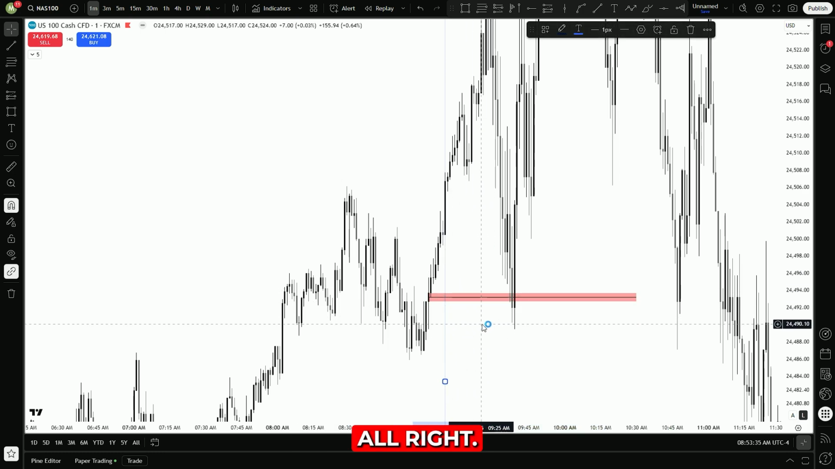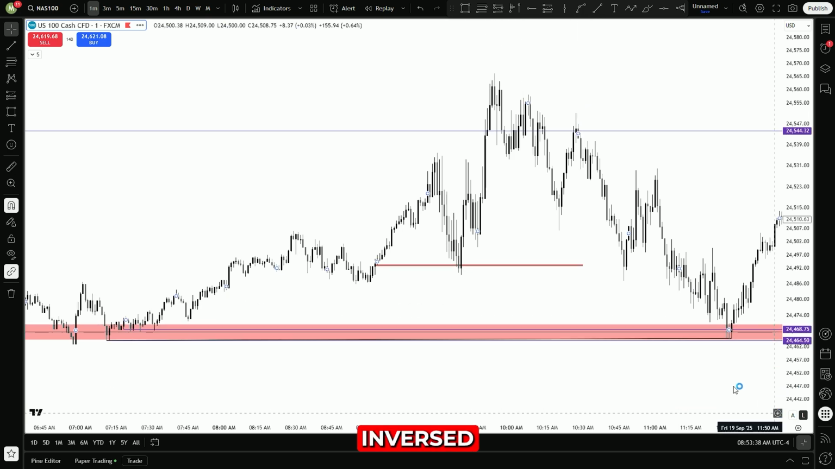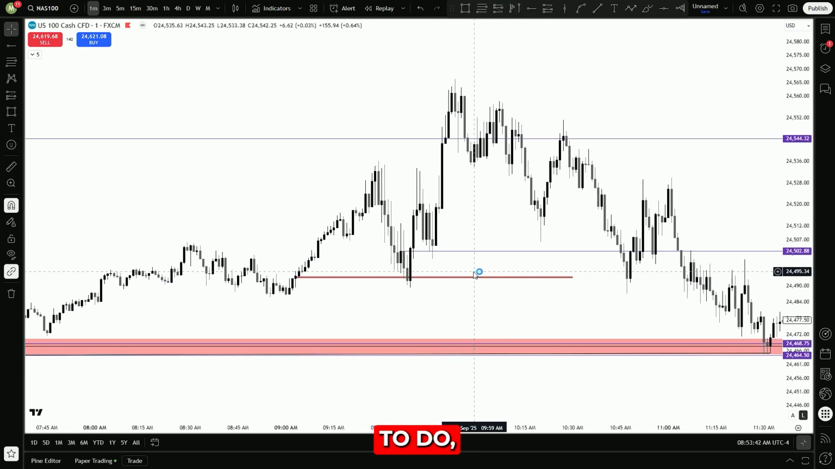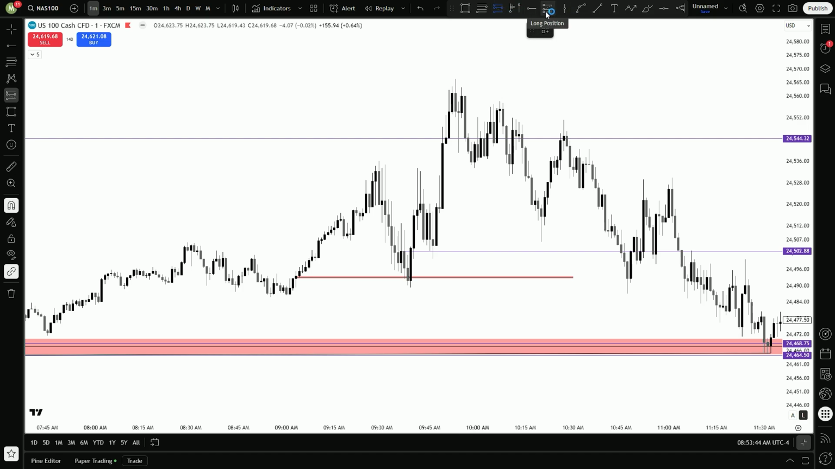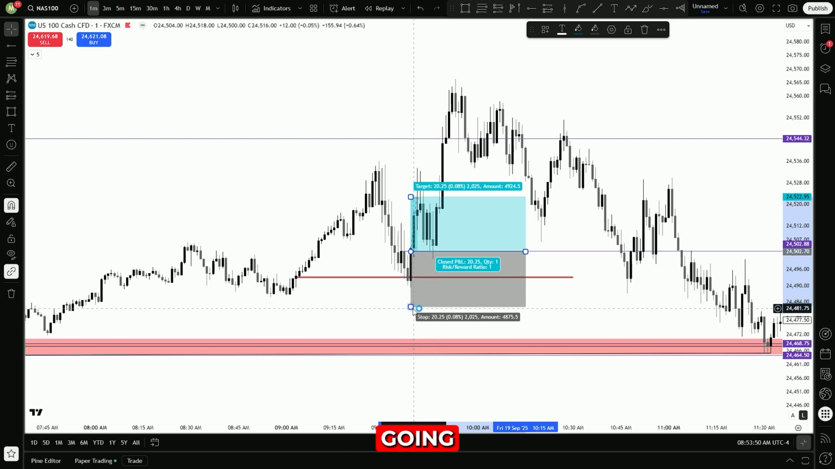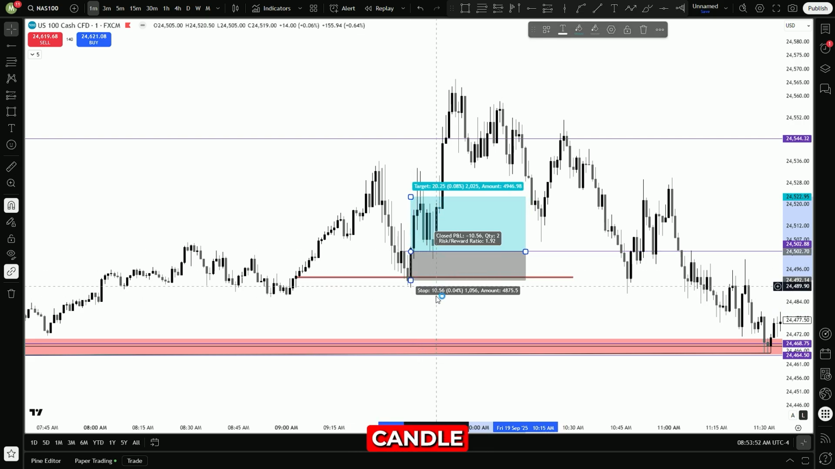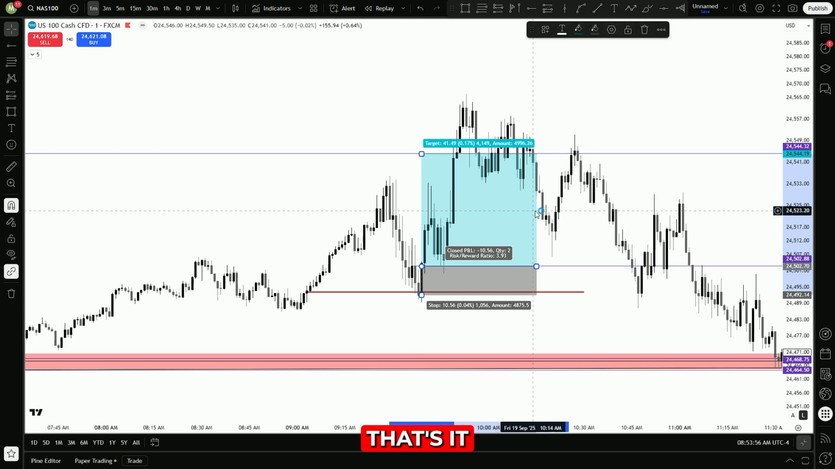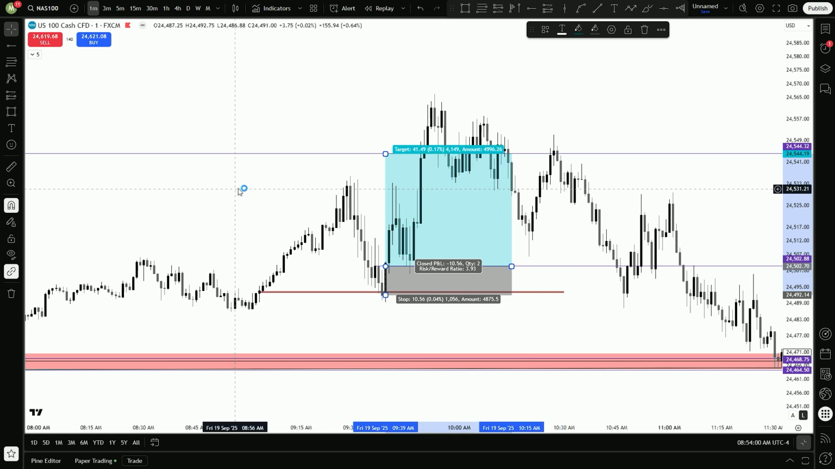So we tapped, we inversed. As soon as I close above this area, I'm going to enter the trade. I'm going to enter straight over here. I'm going to take my stops below this candle and target the nearest high, 41 pips. That's it for the day. That's how I found my buys.